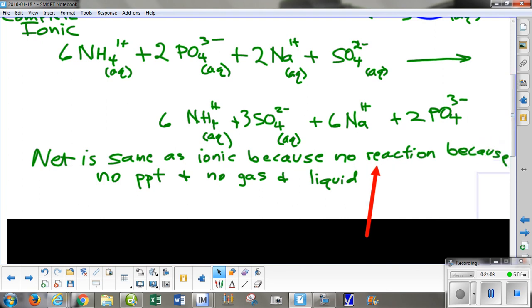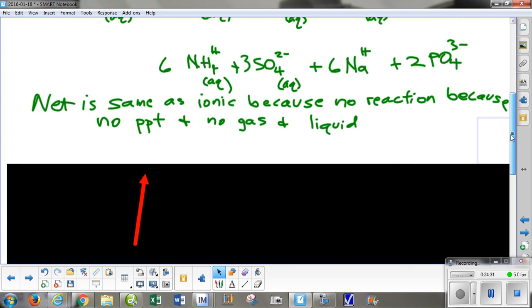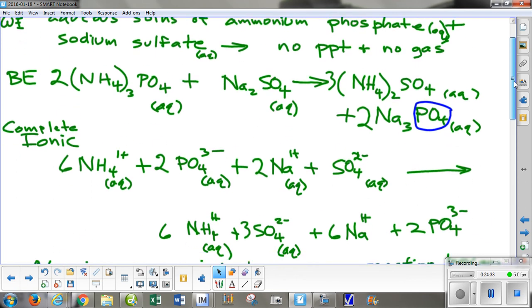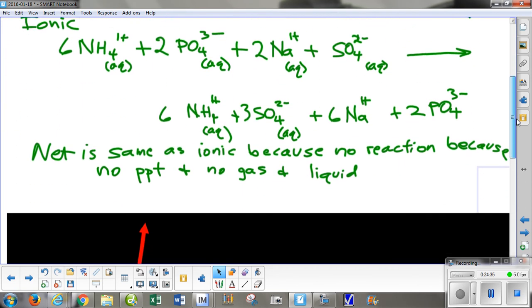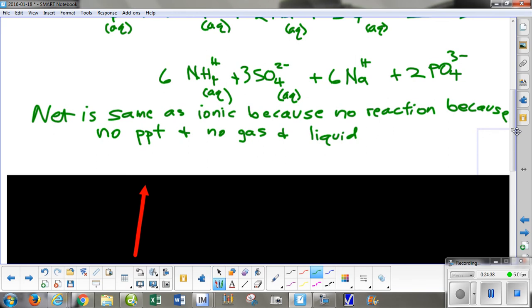The reason that there's no reaction is because no precipitate was formed, no gas was formed, and no liquid was formed. Nothing was formed. So everything stayed as it was in the solution, and it never went to completion, or it never even started, because none of these has a problem dissolving in water. Let's call this the net ionic. And then everything is good.